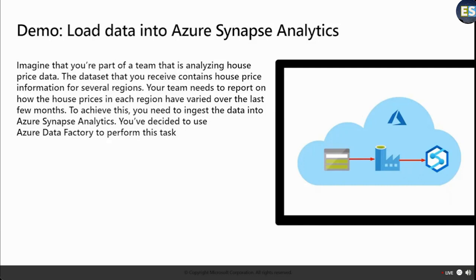So the data set that you receive contains house price information for several regions, and your team might need to report on how the house prices in each of those regions vary over the last couple of months. To achieve this, we can ingest the data into Azure Synapse Analytics, and we would use Azure Data Factory to perform this task. So let me just jump into my Azure portal to show you how we go about this.